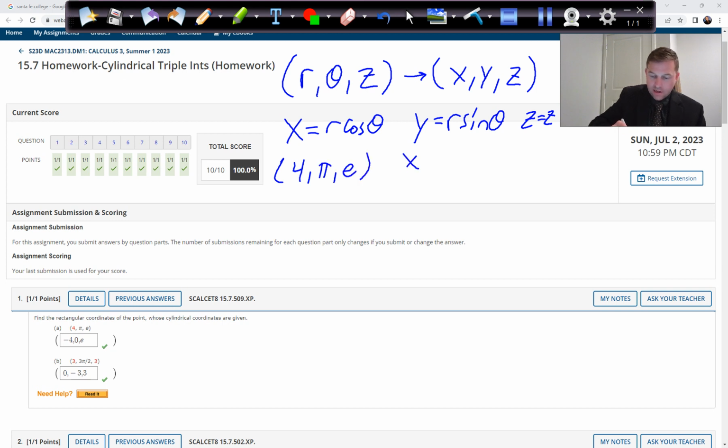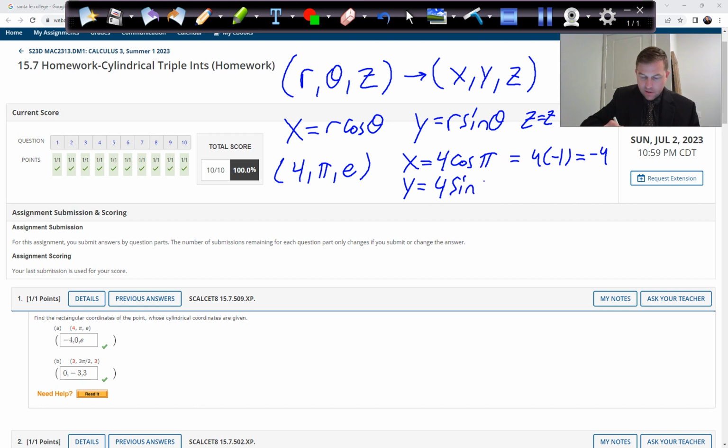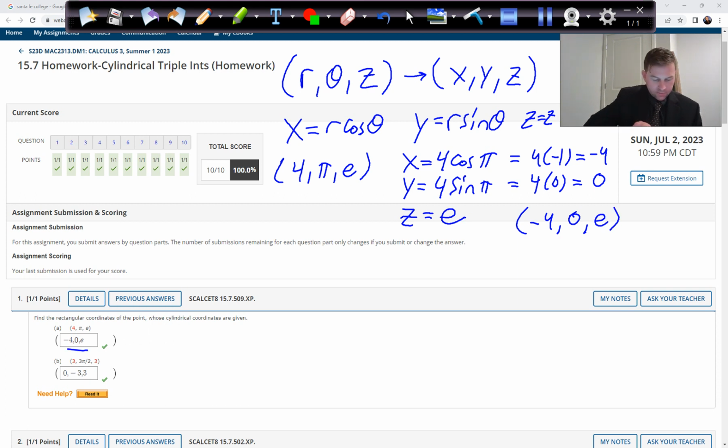So therefore x is going to be r, which is 4, times cosine of theta, which is pi in this case. But cosine of pi is -1, so our x value is -4. Y would be equal to the radius 4 times the sine of theta, which is pi. And sine of pi is 0, so we just get 0. And then z in this case would just be equal to e. So our point is going to be -4 in the x, 0 in the y, e in the z. And that's what we have here.